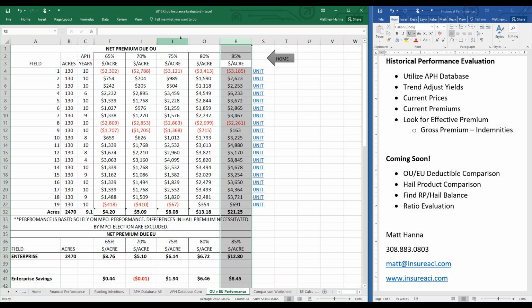I'm going to tell you right now that every farm is unique. I've got some farms where the optional unit just outperforms the enterprise unit at every level. I've also got farms where the enterprise unit outperforms the optional unit at every level. So every farm is different. Let's take a look at your farm and stress test it and see what we can learn about it.